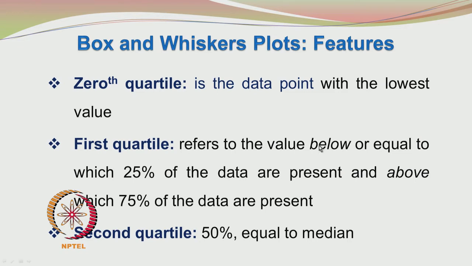it refers to the value below or equal to which 25% of the data are present and above which 75% of the data are present. The second quartile refers to the data point below or equal to which 50% of the data are present and above which obviously the remaining 50% are present. The second quartile is also equal to the median.